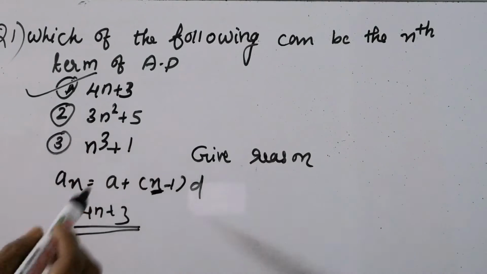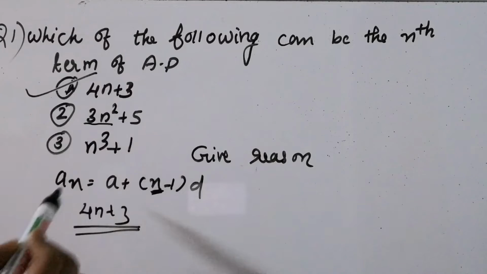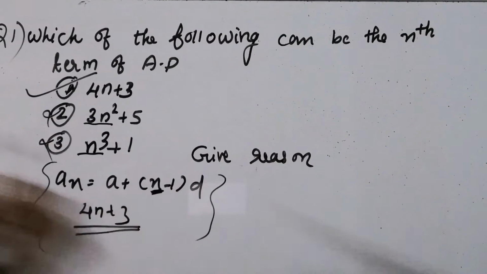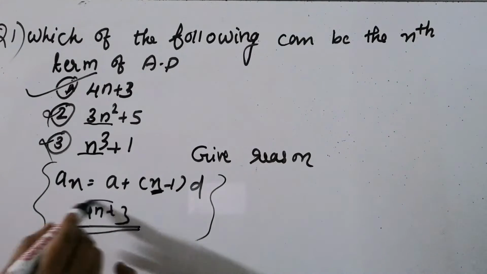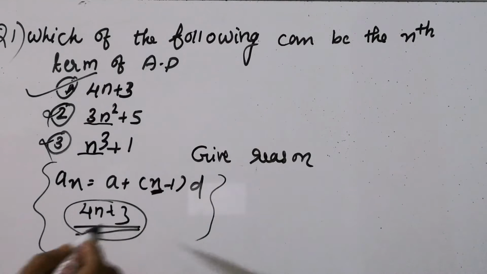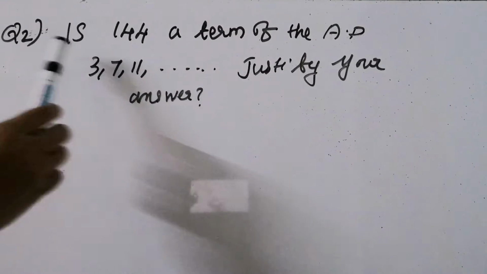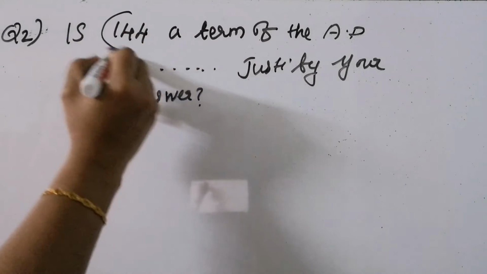In these 2 and 3 cases, it is a quadratic form and the degree becomes 3. Then these two of them are wrong, because the arithmetic progression's nth term is in the form of a linear form. So that means 4n plus 3 is our answer. Clear?